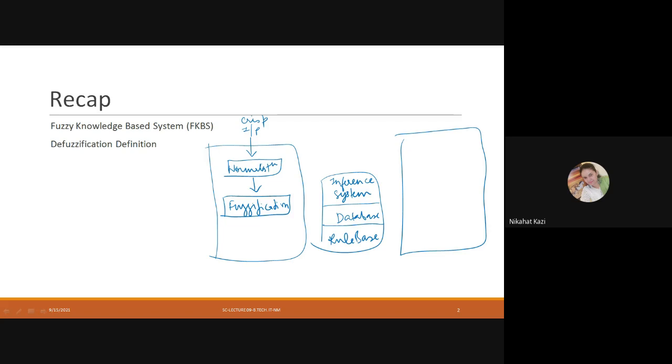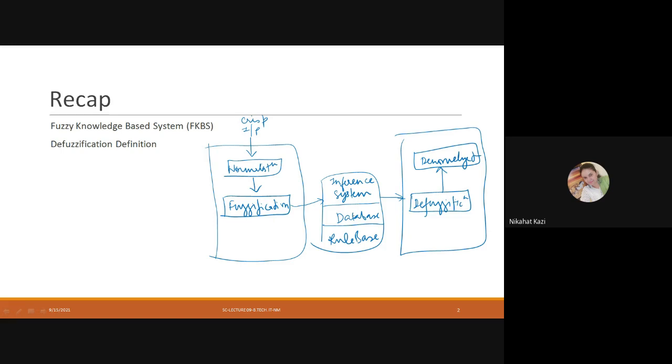Right? So after fuzzification, inference takes place, right? And what is the right hand side? Defuzzification and denormalization. Yes, opposite of this. So defuzzification and denormalization. So what does this inference system do?